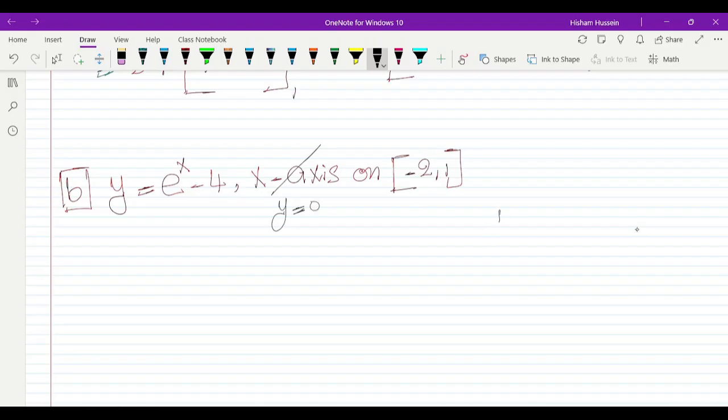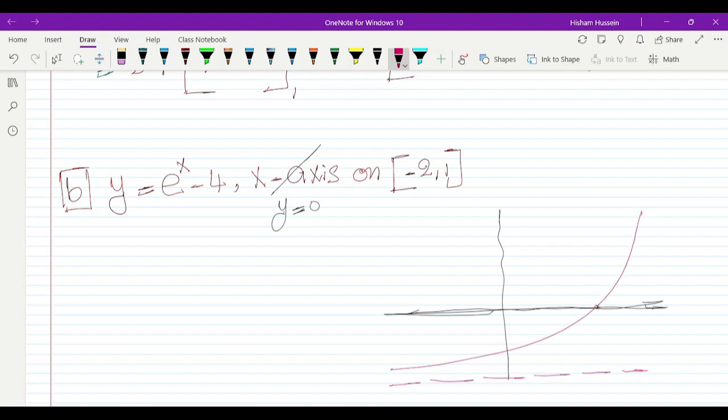So sketch this region. y equals e to the power x minus 4 is this curve. Here the intersection point is at y equals 0. So e to the power x minus 4 equals 0 means that e to the power x equals 4, which means that x equals ln 4, which is 1 point some value. So we can stop here for 1. And here x equals -2. Then this is the requested region.